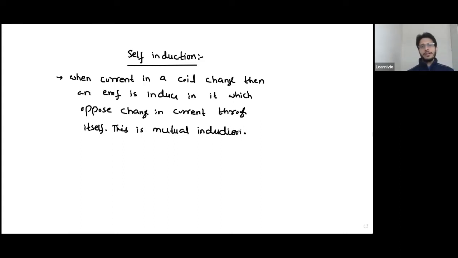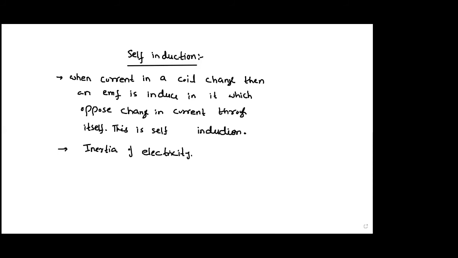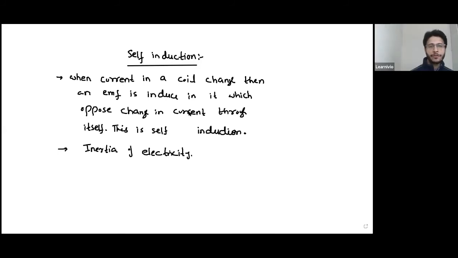So whenever current in a coil changes, an EMF is induced in the same coil, which opposes any change in the strength of current. This is known as self-induction. Self-induction is also known as inertia of electricity. It plays the role of inertia in current.